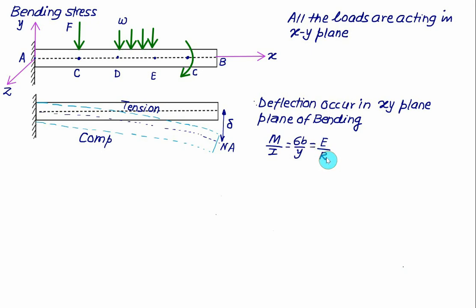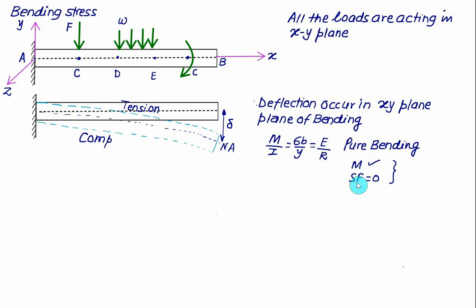So our objective here is to develop this flexure formula, but this flexure formula is applicable only to pure bending. What is the meaning of pure bending? Pure bending means a section of the beam where a bending moment is present, but the value of the shear force is equal to 0. So any section where we have purely a bending moment present but the shear force is 0, that will be called pure bending.